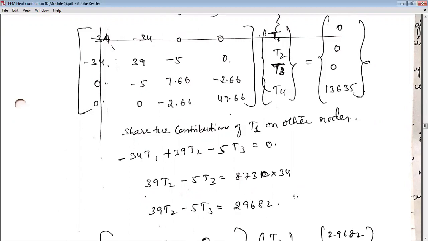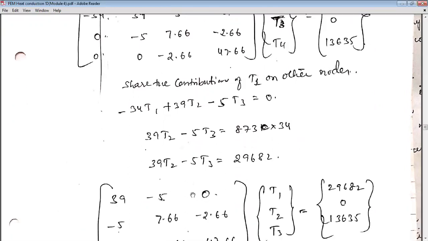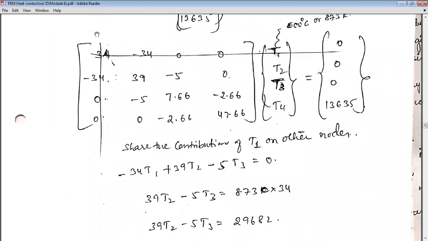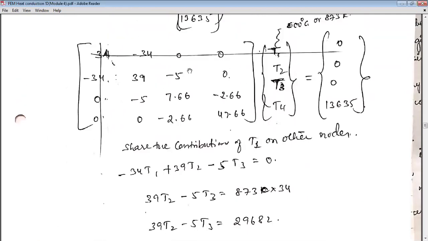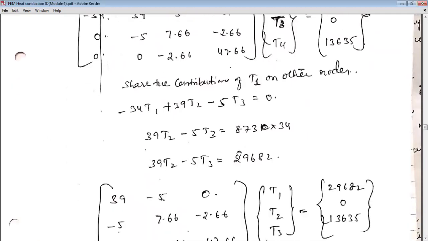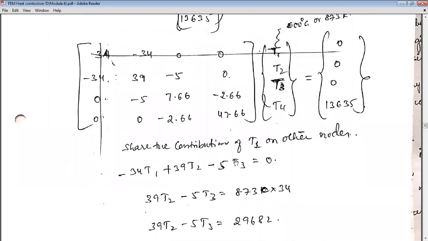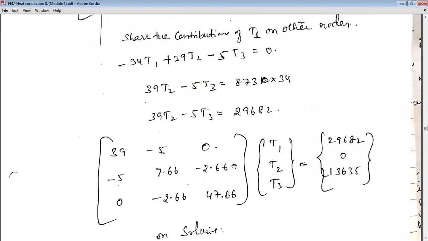Multiplication will lead to this value, 39 T2 minus 5 T3. So there is a T1 term. Now you scratch out the first row, first column, because T1 is specified, so you can scratch it out. What are the resultant values? 39, minus 5, 0, whatever this one is there, T1.